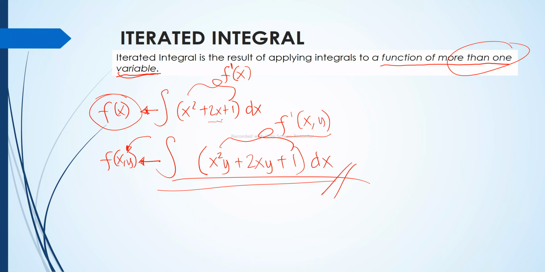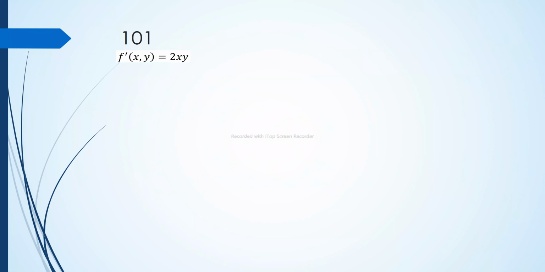So what will happen when we have an iterated integral? Let's proceed with our first example. We have f prime xy equal to 2xy, and we were asked to find the integral of this with respect to x. So we find the integral of f prime xy with respect to x. The variable of integration is x, so that becomes the integral of 2xy dx.